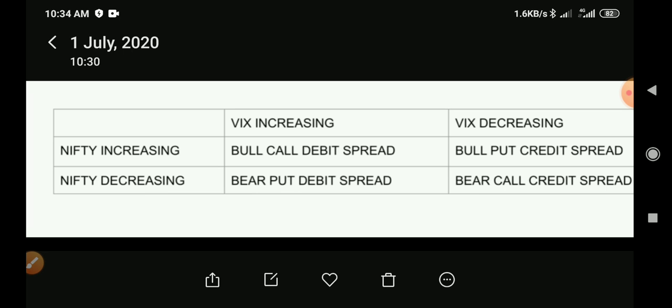I hope you will be knowing the definitions of these spreads. Next, we will go to the Zerodha Kite platform. We will see what the scenario of today is.